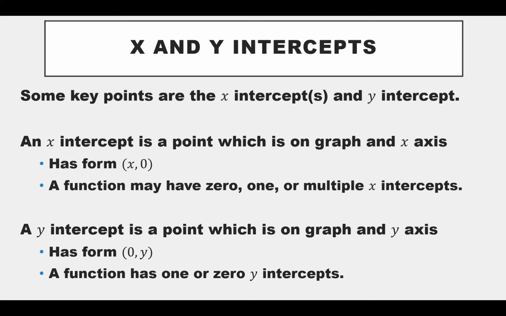Now, because the y-axis is a vertical line, a function can only have at most one y-intercept. If it has two, then it's not a function because it fails the vertical line test. So a function can only have one y-intercept, or it could have 0 y-intercepts. It could have 1 or 0. Those are our only options for y-intercepts.